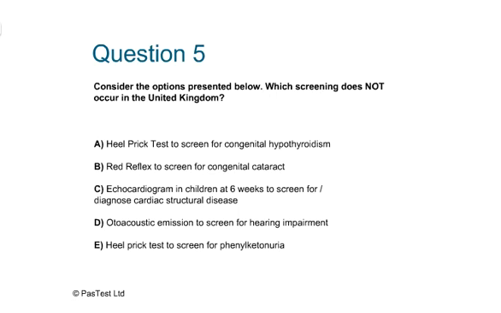Next question is question 5. Consider the options presented below. What screening does not occur in the United Kingdom? A. A heel prick test to screen for congenital hypothyroidism. B. Red reflex to screen for congenital cataract. C. Echocardiogram in children at 6 weeks to screen for or diagnose cardiac structural disease. D. The otoacoustic emission to screen for hearing impairment. E. The heel prick test to screen for phenylketonuria.